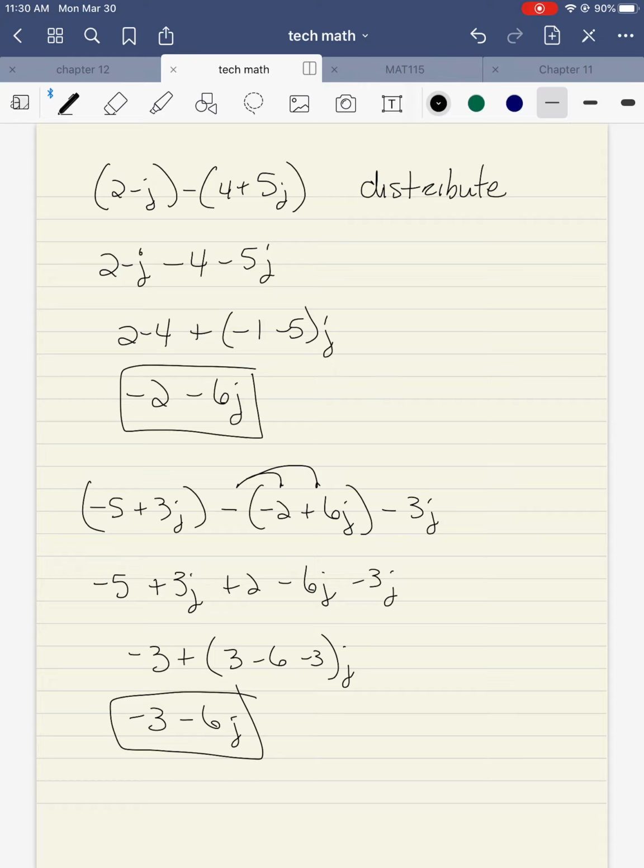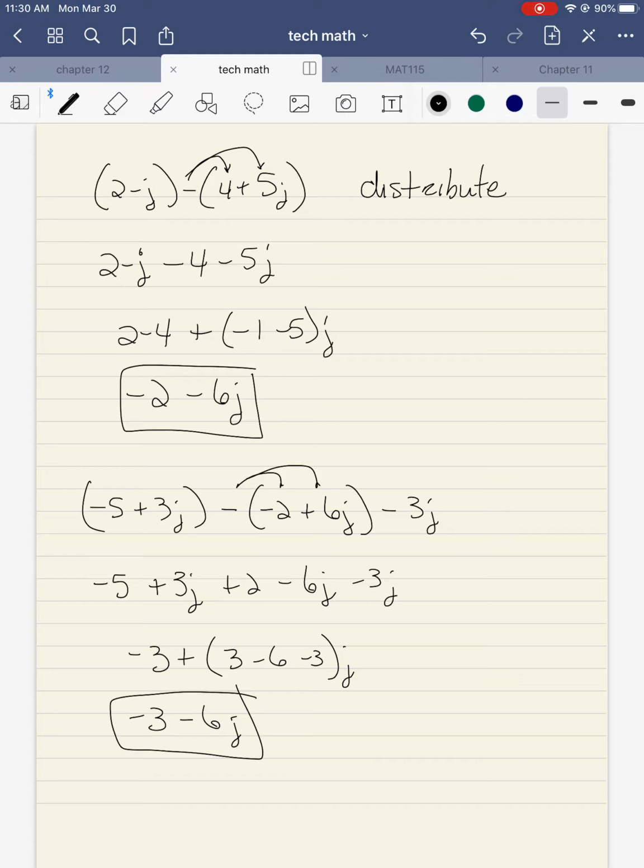If I'm subtracting 2 minus j minus (4 plus 5j) in parentheses, I do have to distribute this negative sign over the two terms in there. So 2 minus j minus 4 minus 5j. The real parts are 2, take away 4, so that's a minus 2. The j parts are minus 1, again, there's a minus 1 in front of that j, minus 1 and a minus 5, that makes a minus 6. So the final answer is minus 2 minus 6j.